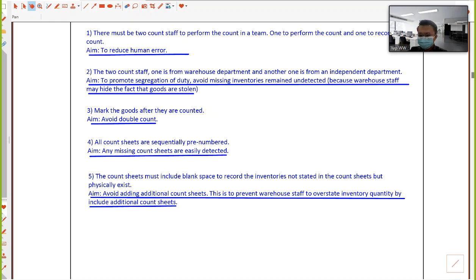So he puts it inside his bag. By the time he collects back all the count sheets, he just adds his one to the official count sheet. Then they pass to the auditor. Okay, that will overstate the inventory quantity.